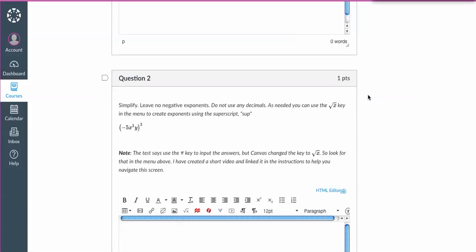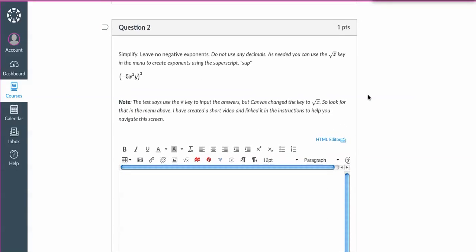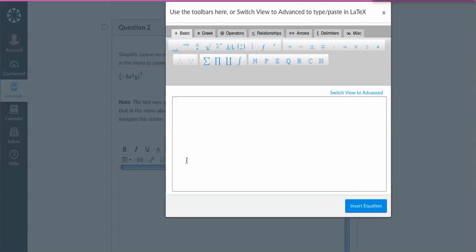Let's do it one more time with the next question, question number 2. I need to take negative 5x cubed y and raise it to the third power. I'm going to put my cursor into my box, and then I'm going to put in my math equation key, and that's going to take me into this menu. I'm going to put my cursor into this box in the menu, and say, okay, negative to a third power is going to give me a negative. So on my keyboard, I'm going to hit the negative key.